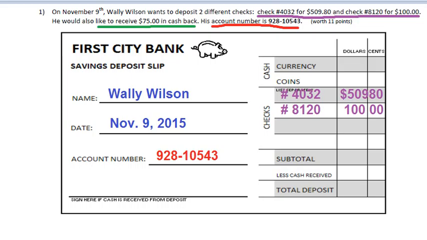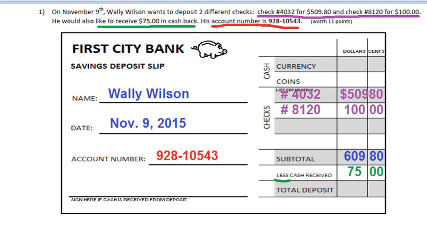So now that we've gotten the checks written out, we can start doing the subtotal. And hopefully you remember that whenever you do a subtotal, what you are doing is adding up those 2 checks, or adding up any of the numbers that fall right here. Do we have any less cash received? Well, less cash received is a fancy way of saying, hey, does Wally want to keep any extra money for himself? Well, yes he does. He wants to keep $75 for himself. So we put in 75 right there. And because it uses the word less, what we now need to do is subtract.